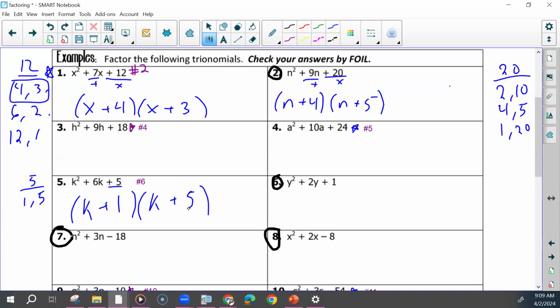Before we move on to another type, look at numbers 3, 4, 6. Just those 3 for right now. Are there any of those we want to go over, have questions on before we go on to 7?